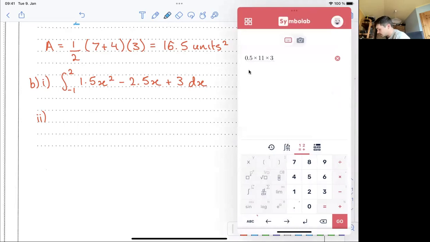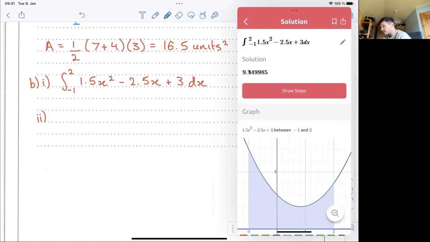So here I have this app where I can pull up a definite integral, from x is equal to 2 to x is equal to -1. Nice, and then our function is as follows: 1.5x squared minus 2.5x plus 3. Cool. Just double check that you put everything in correctly, and then you push go. And then there we have an answer, 9.749985, which we would round to 3 significant figures, which would be 9.75.